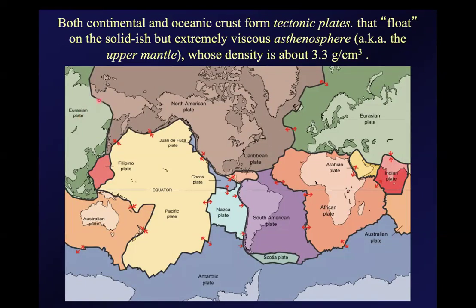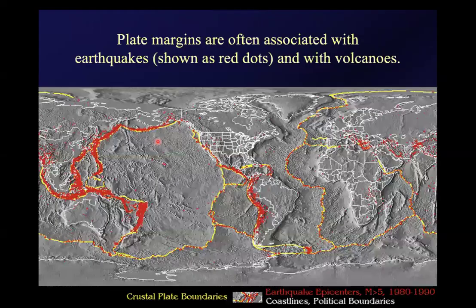You'll notice the little arrows on them, and the plates are not standing still. The plates are moving with respect to one another, which means that some of them are running into each other and some of them are pulling apart. And plate margins are often associated with earthquakes and volcanoes, and there's various reasons for that.